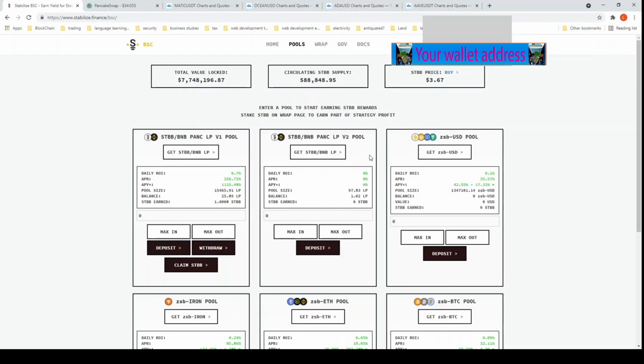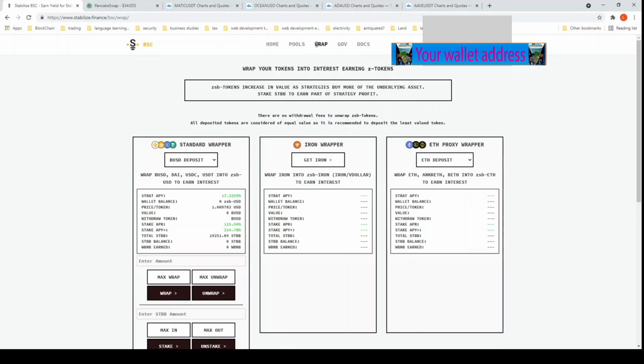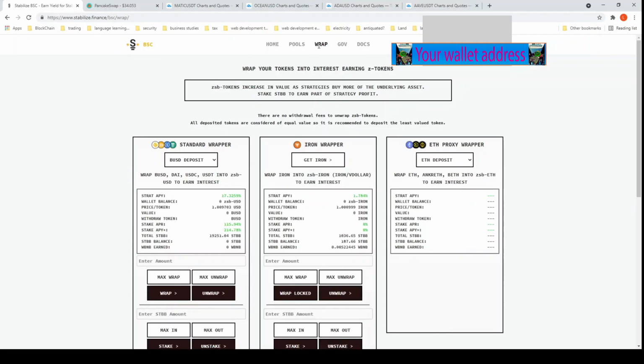because this is my ultimate goal as far as where I want to stick my ZSB wraps so that I can earn STBB, which is the stabilized.finance protocol token. So I am going to take my stables, earn interest off those in auto compound, and then I'm going to earn the protocol token, the governance token, on top of the strategy that I'm employing with my stablecoins. So follow me to wrap, which is the selection on the headline at the top of the screen there.